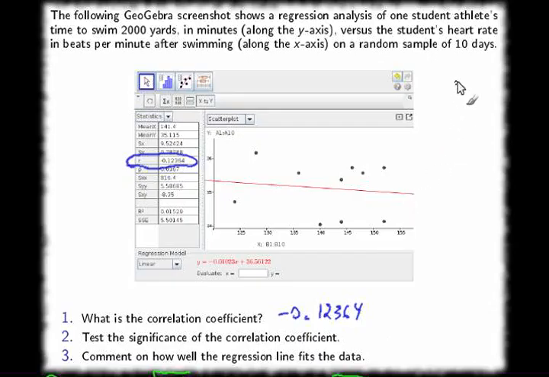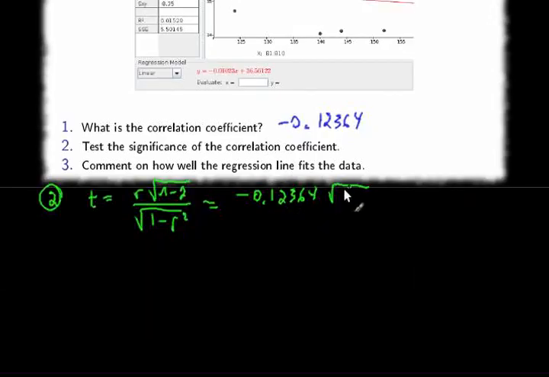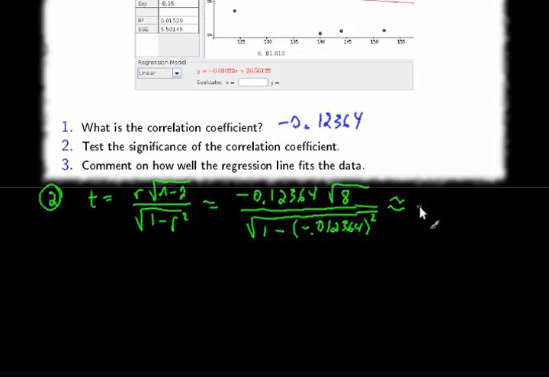If we go back up here, we have a sample of 10 days, so n is 10, therefore n minus 2 is 8. And we divide by the square root of 1 minus negative 0.12364, that's r squared. And if we punch that in on a calculator, we're going to get approximately negative 0.3524. Okay, there's the test statistic, and now we have to calculate the p-value.